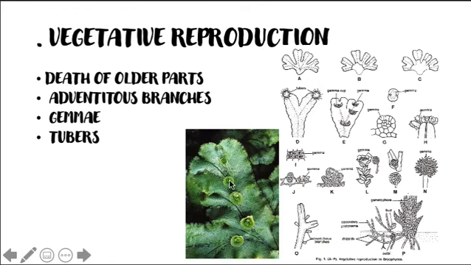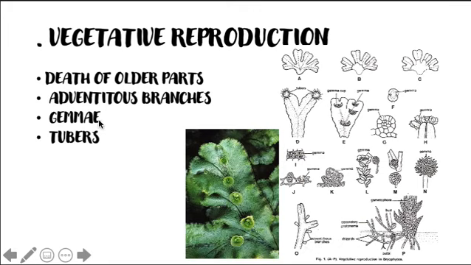Suppose this is a part of the bryophyte and it has died. If older parts have died, then the new plant body will be generated from the older parts. Another type of vegetative reproduction is seen if you look at this diagram here: they have adventitious branches. These are branches which come out from the main plant body and they can give rise to new plants.